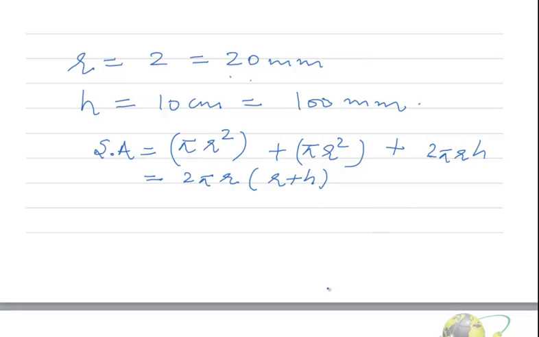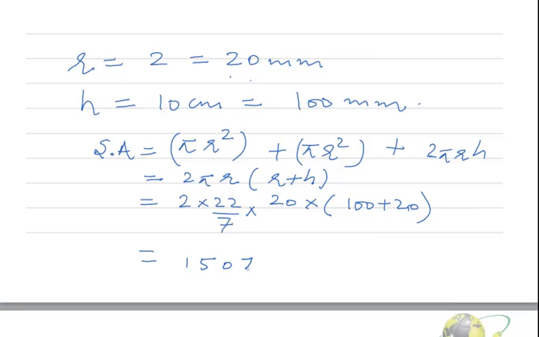Now we have to simply substitute the values. 2 into 22 by 7, that is pi, and r is 20 mm into, what is r plus h? It is 100 plus 20. So if you solve it, you are going to get 15072 millimeter square. Okay, so it's a very simple problem. Only thing is that we have to take care of the conversion of units before substituting the values in the formula.